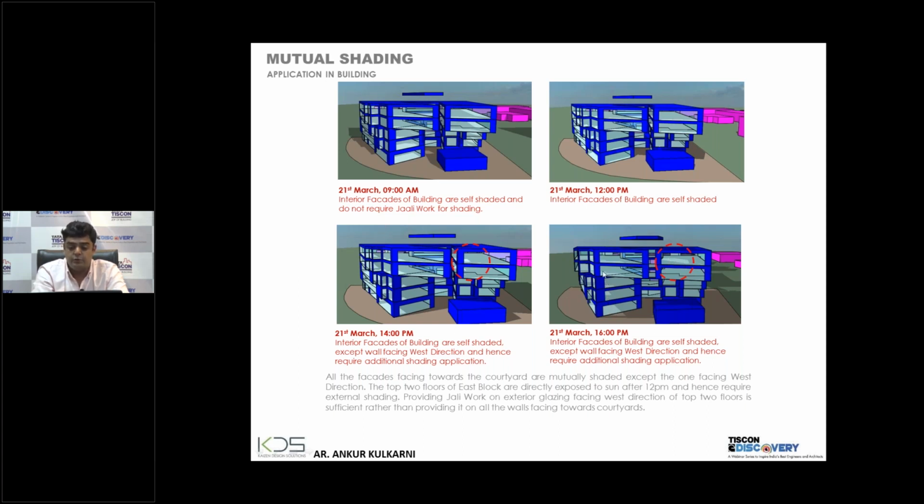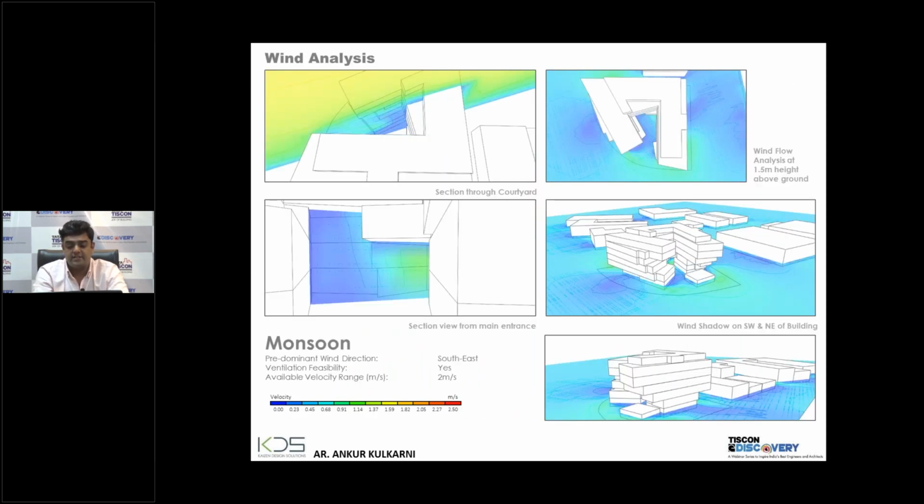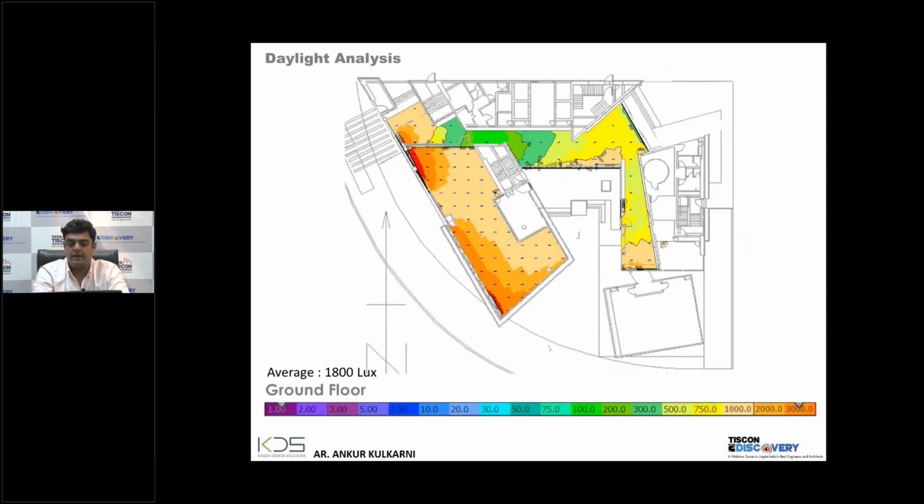Even after putting the jali, when there is a low altitude angle, when the sun is actually parallel to your east and west side, how do we deal with that? Of course, heat island and wind studies, I'll come back to that point again because I left it in between. Daylighting part.